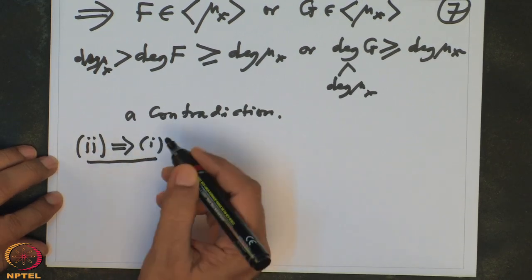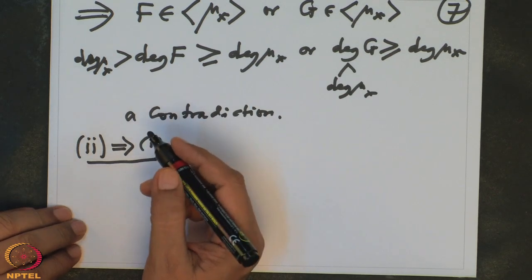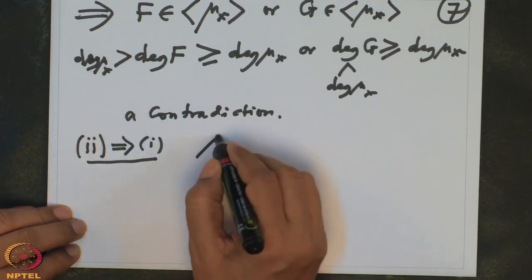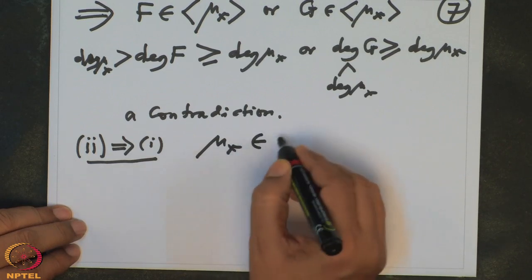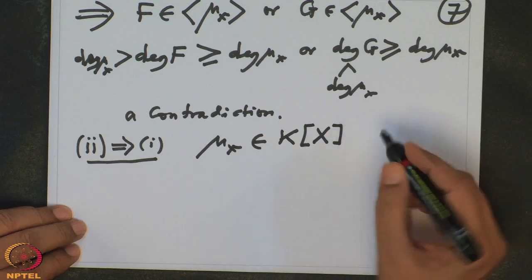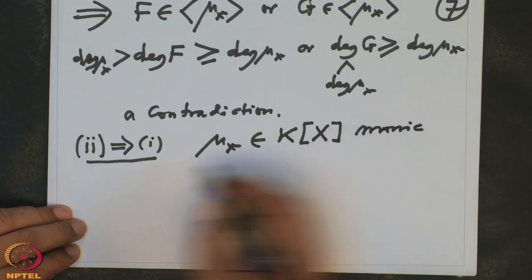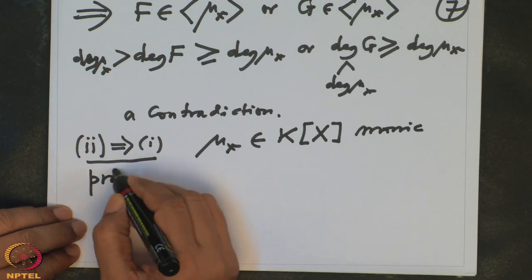What did we give? What we have given? We have given that mu_x, which is a polynomial in K[X], the minimal polynomial, is monic. It's a prime polynomial.